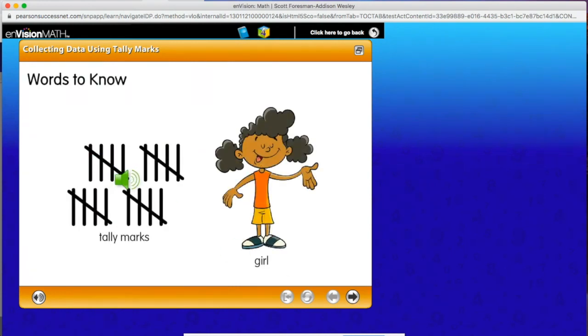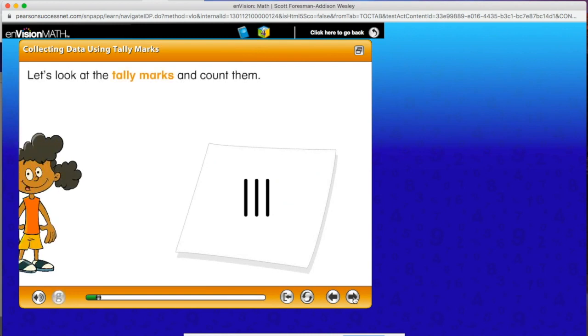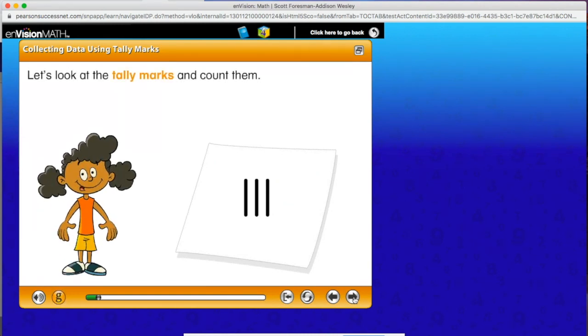Our words to know: tally marks. Now, tally marks should not look so unfamiliar to you because we use tally marks in our own classroom for our bathroom sign out. Let's look at the tally marks and count them.